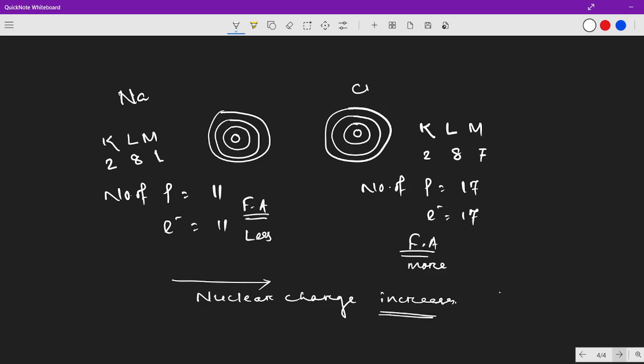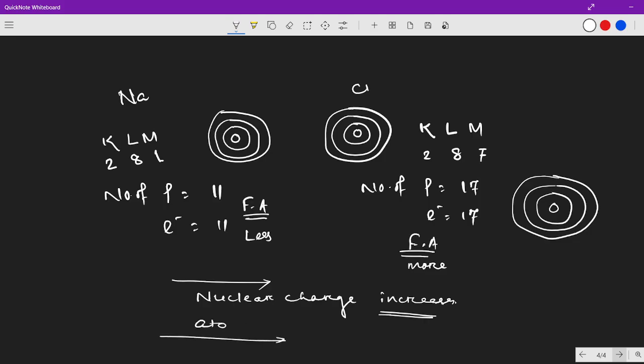As nuclear charge increases, the shells will shrink towards the nucleus. Hence, on moving from left to right, atomic size decreases. Understood? So it's a very simple concept. On moving left to right, nuclear charge increases, which results in the reduction of the atomic size. Understood?